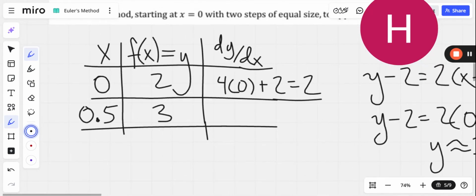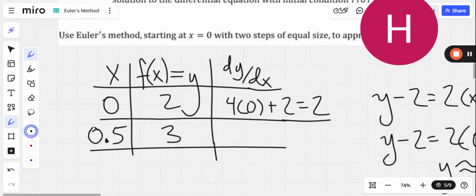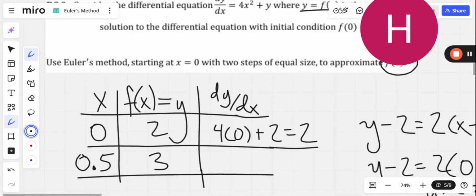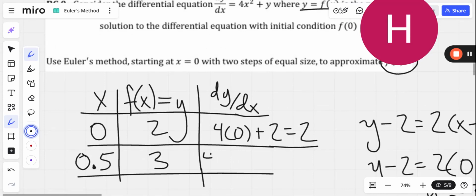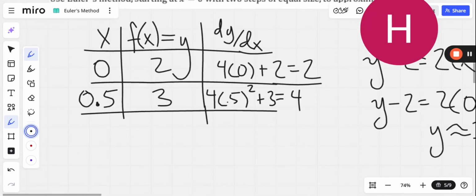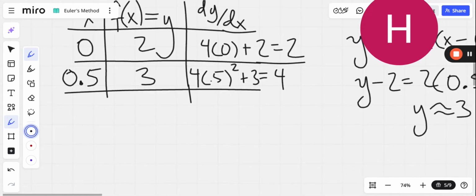And now we need to update our slope again, because we're going to have a new tangent line with a new slope. So 4 times 0.5 squared plus 3. That's kind of nice because 0.5 squared is 1/4. 4 times a fourth is 1. So this gives us a slope of 4. So now we're going to write a new tangent line, or a new line equation, I should say. Y minus 3 equals 4 times x minus 0.5.